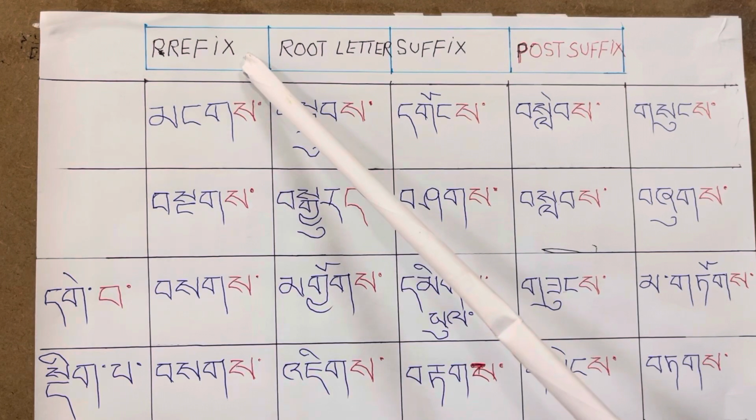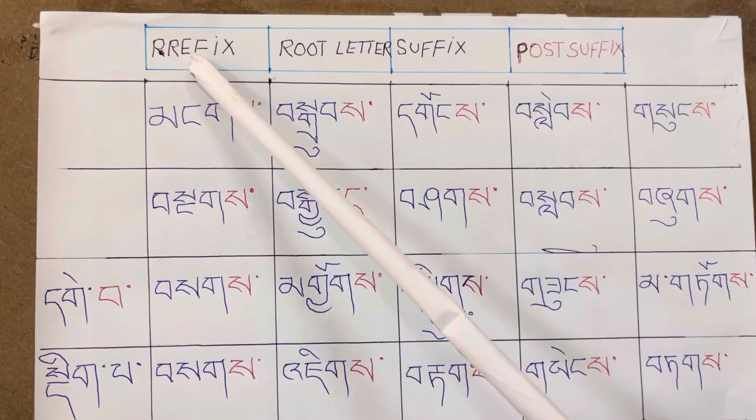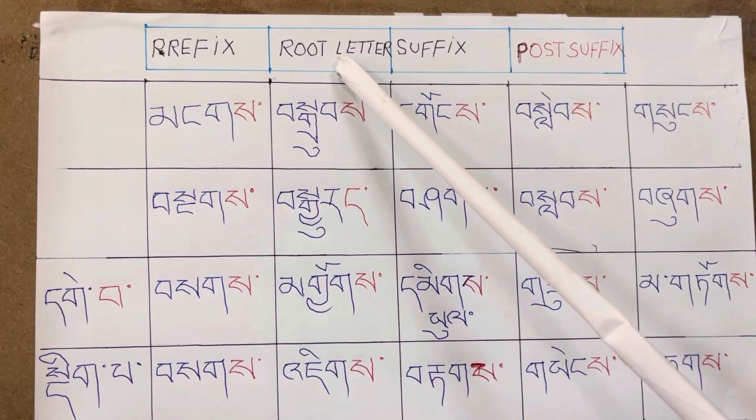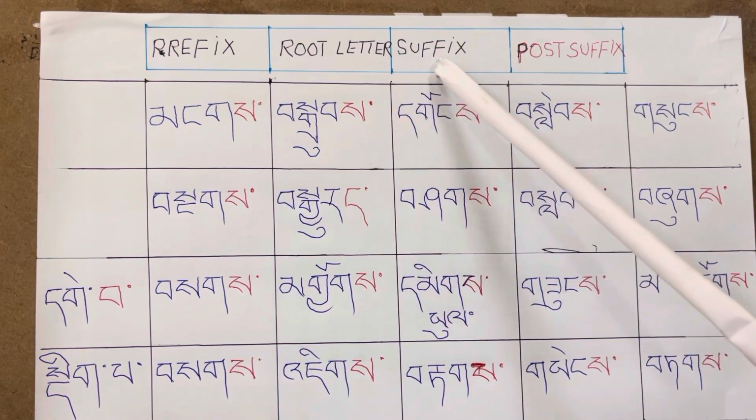Prefixes: ga, da, ba, ma, ha. And then root letter. Root letter can be any letter on which superscript is added or to which vowels are added. And the letter coming after the root letter is suffix. There are 10 suffixes: ga, nga, da, na, ba, ma, ha, ra, la, sa.